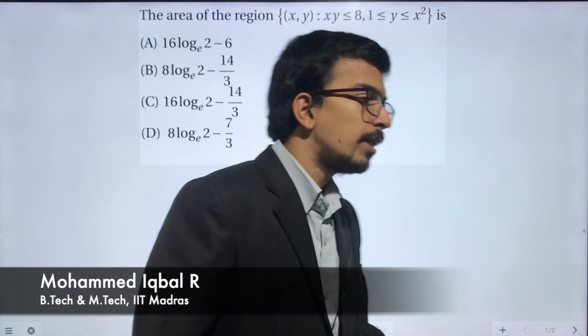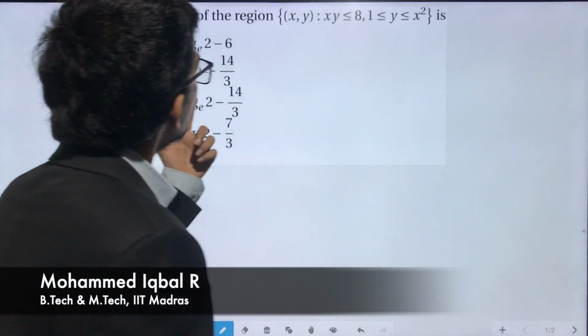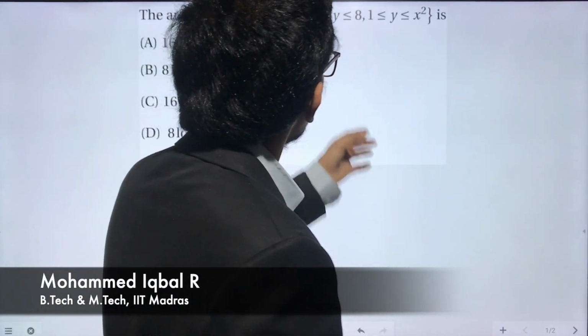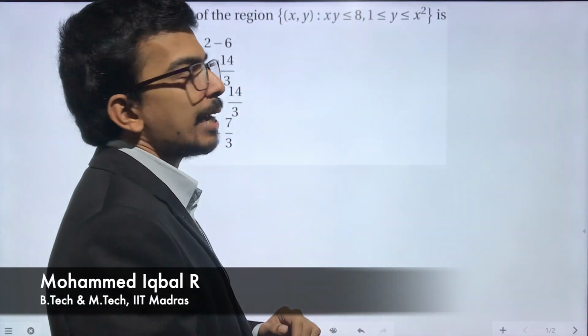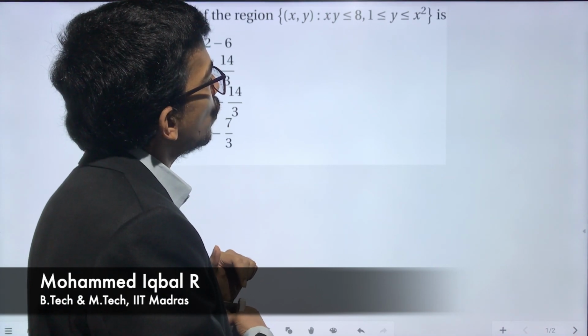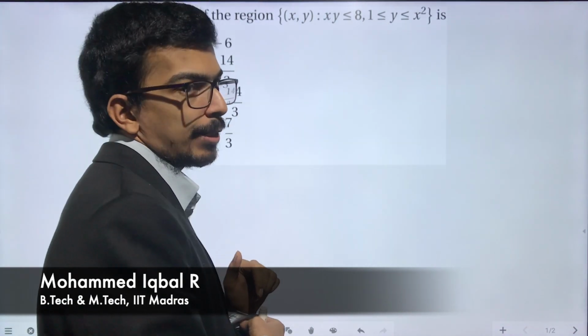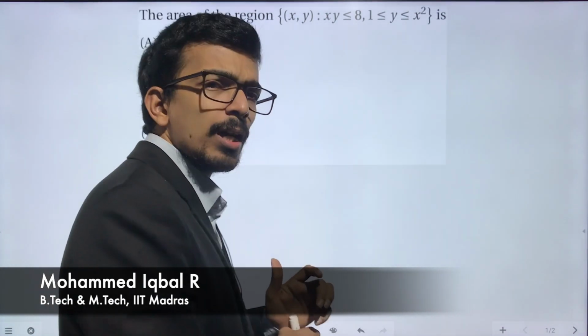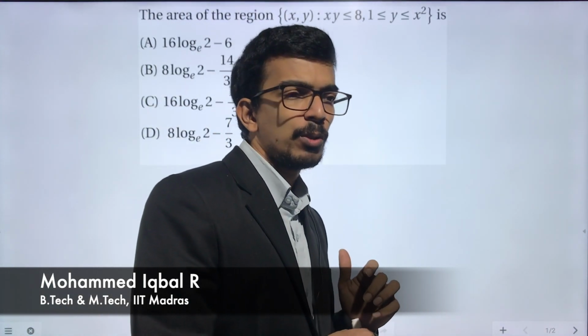Yes, hello everyone. Let's read the question now. The area of the region, set of all ordered pairs (x, y) such that xy is less than or equal to 8 and 1 is less than or equal to y, which is less than or equal to x squared, is. So this is a very common question, very straightforward question.